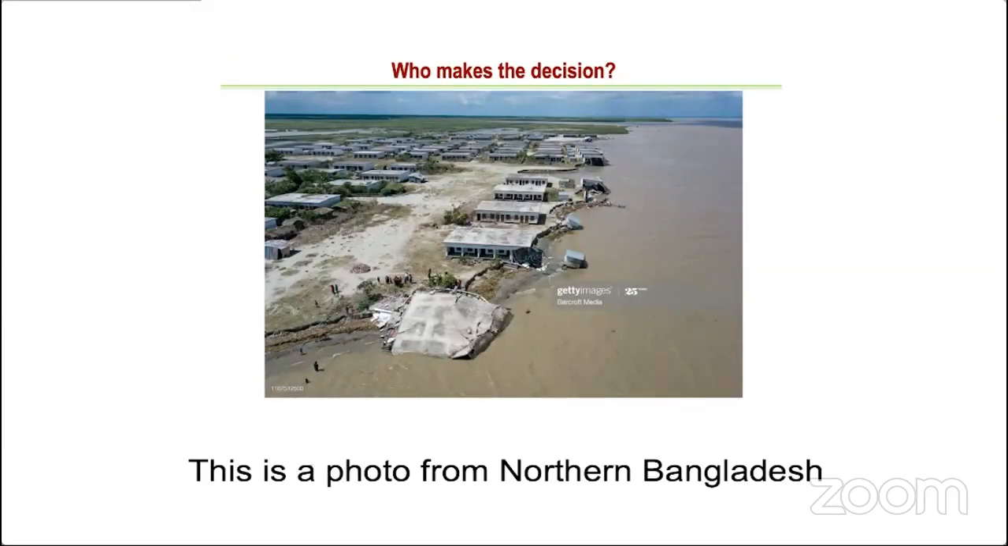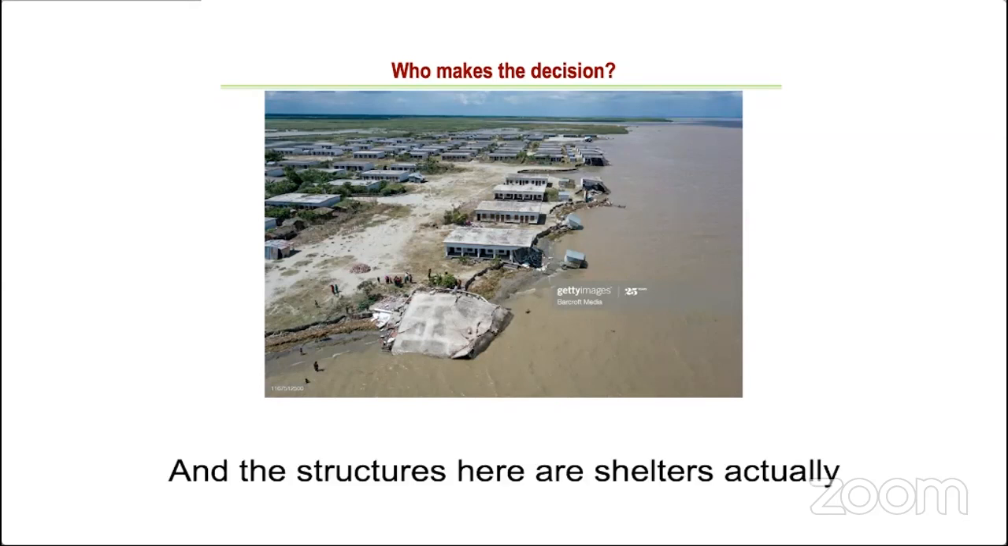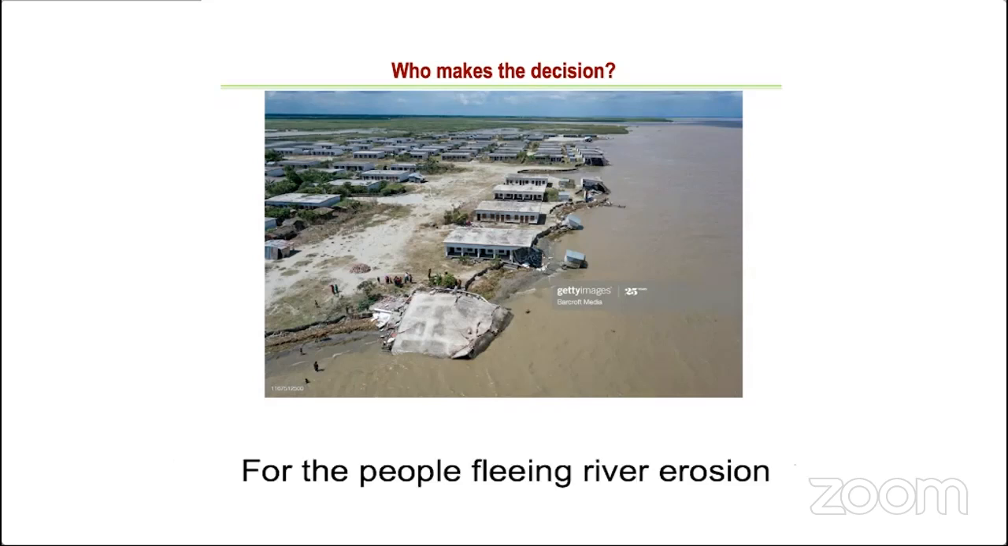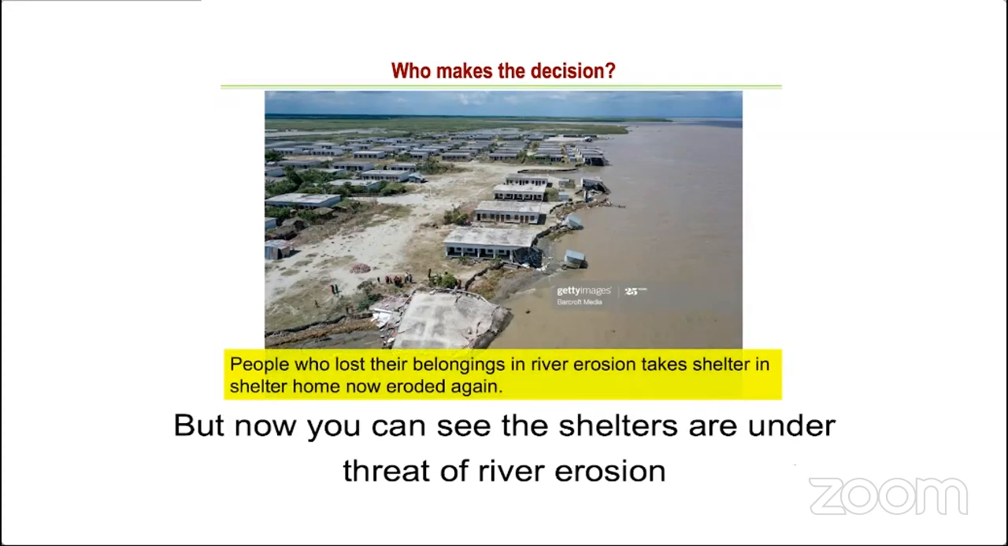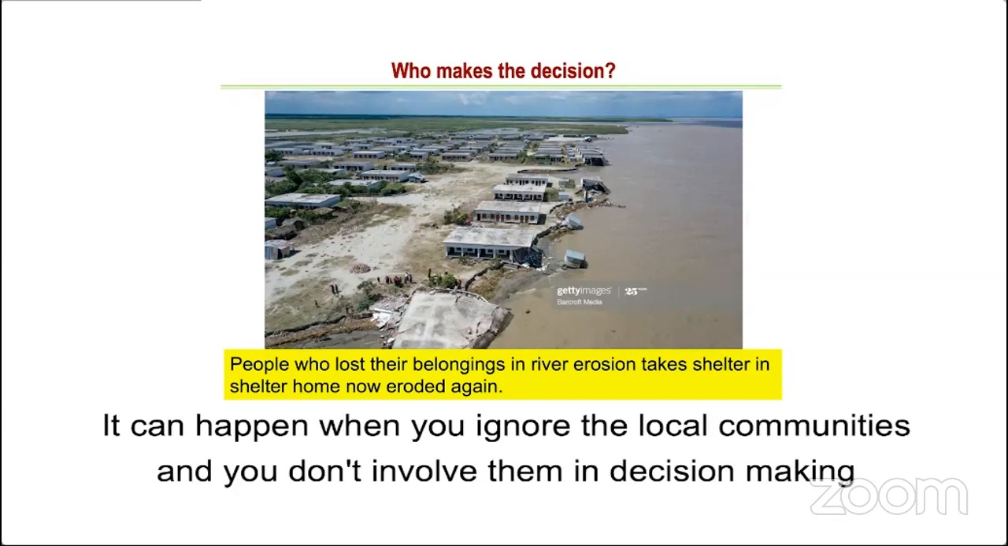This is a photo from northern Bangladesh, and the structures here are actually shelters for the people fleeing river erosion. But now you can see the shelters are under threat of river erosion. It can happen when you ignore the local communities and you don't involve them in decision making.